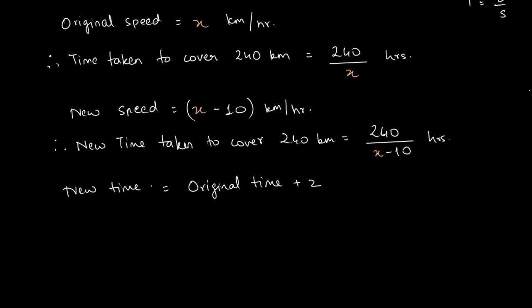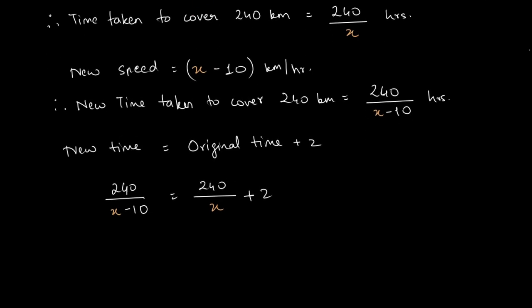So how do I translate this into an equation? The new time I know is 240 divided by x minus 10, right? The original time is 240 divided by x, and to that we add an extra 2, so 2 hours longer, so an extra 2.